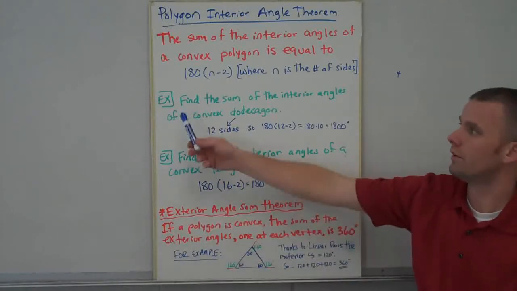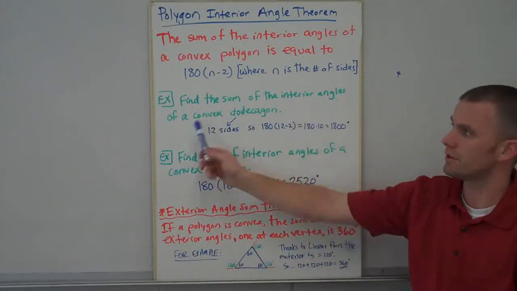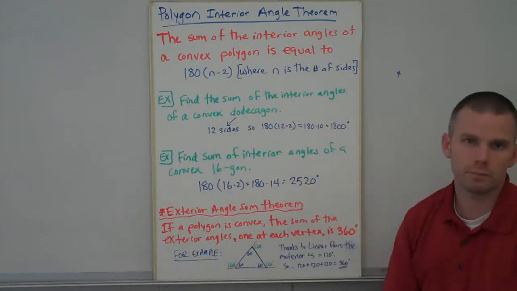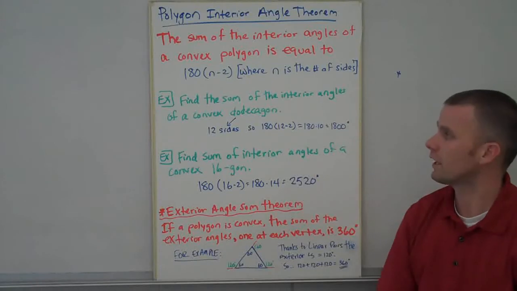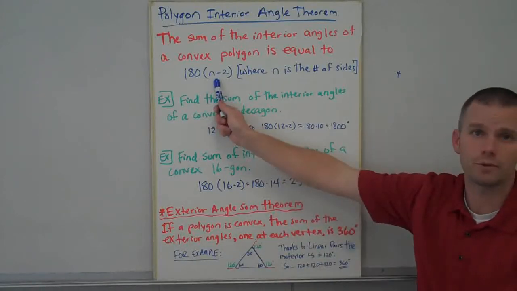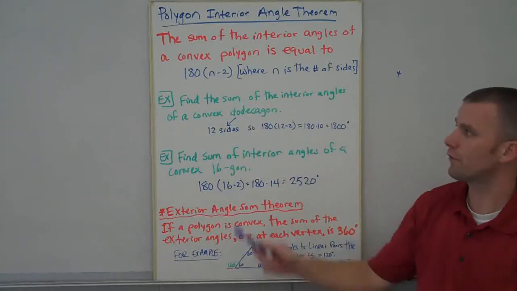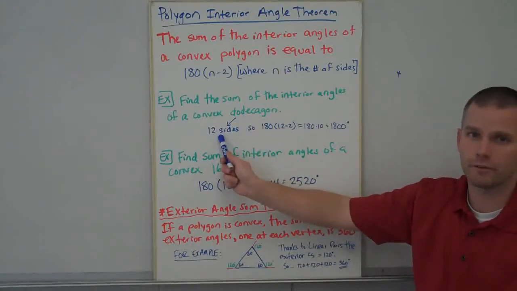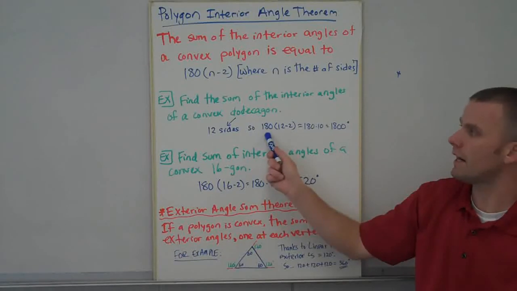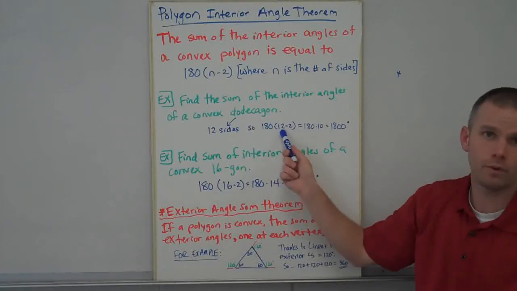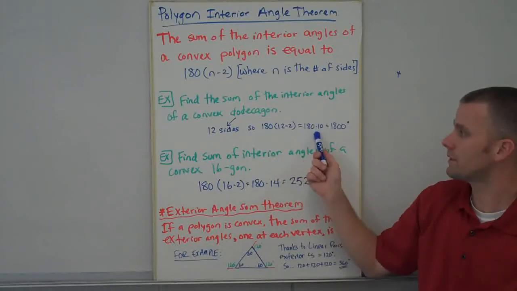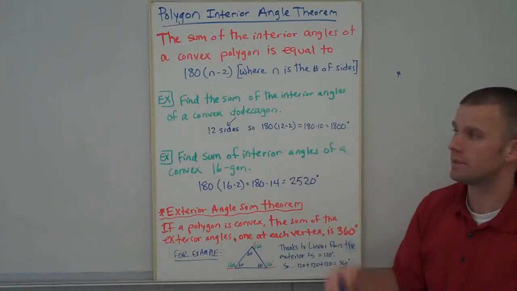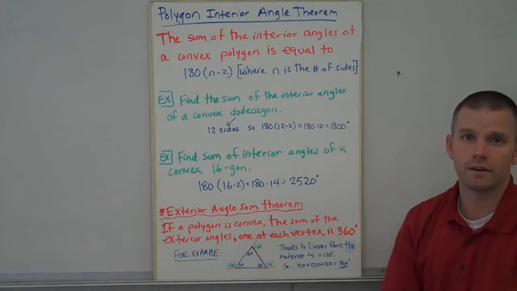So for example, find the sum of the interior angles of a convex dodecagon. And again, the key thing here is that these polygons have to be convex in order to use this formula. So don't forget, a dodecagon is a 12-sided figure. So I'd have 180 times 12 minus 2, which would become 180 times 10. So it tells me that there's 1800 degrees inside of a dodecagon.